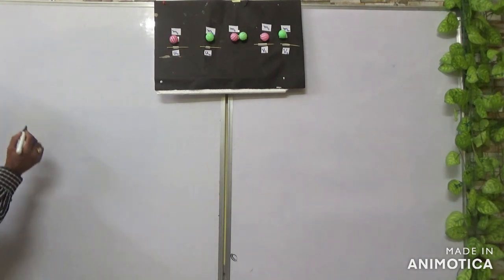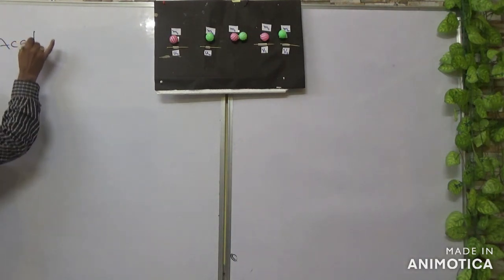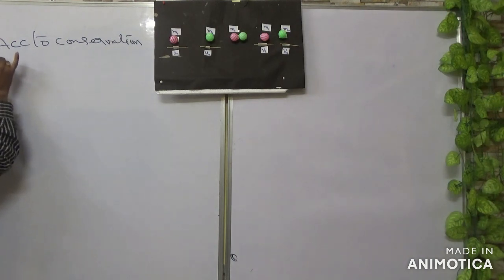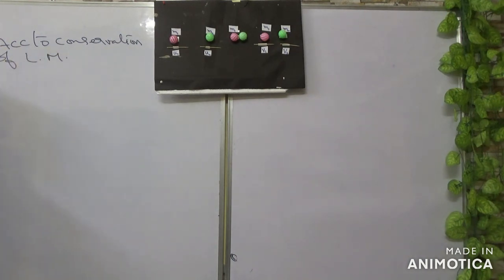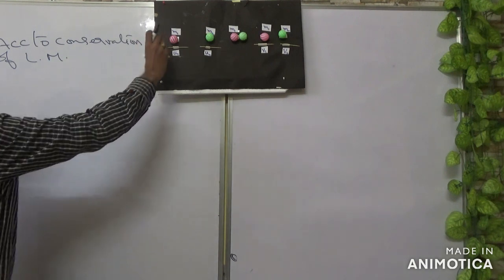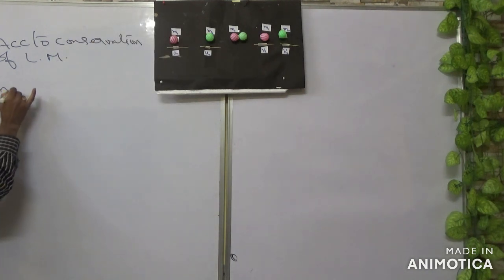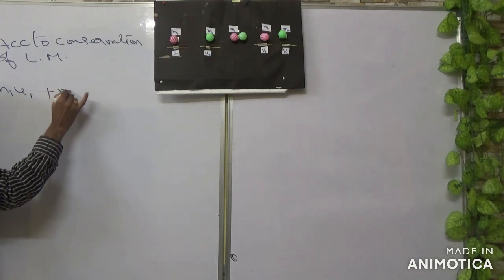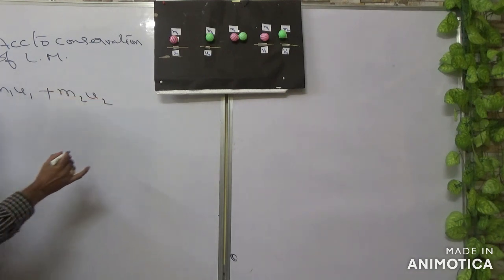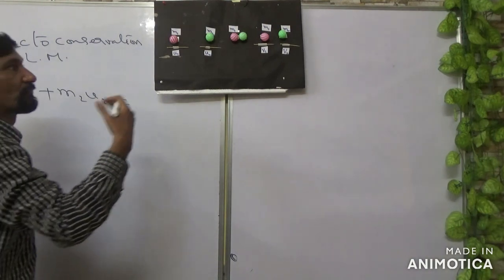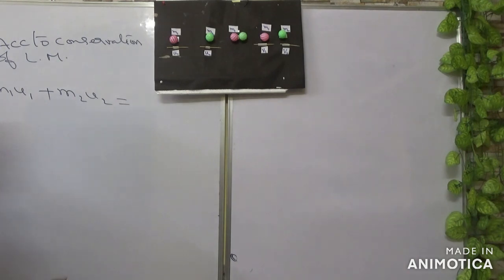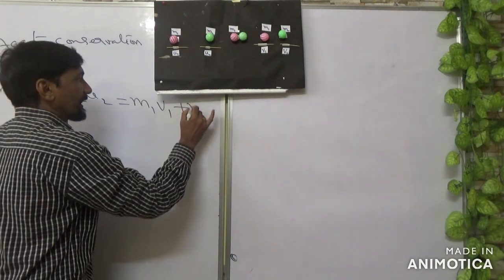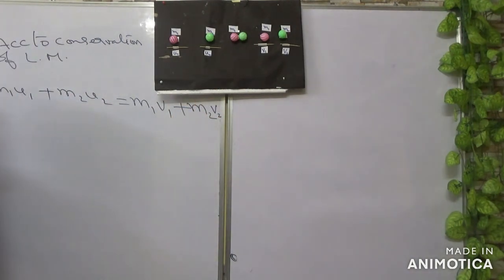Remember, according to conservation of linear momentum, momentum of first body m1 u1 plus momentum of second body m2 u2 is equal to, after the collision when their velocities are changed, momentum of first body m1 v1 plus second body m2 v2.